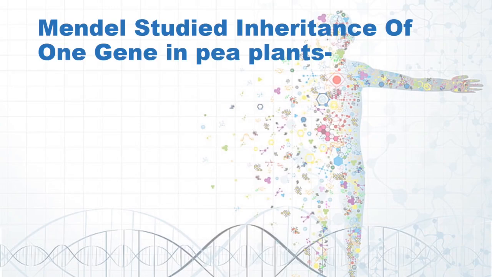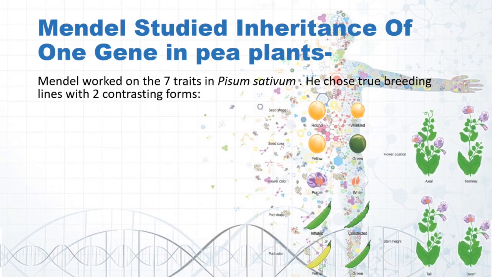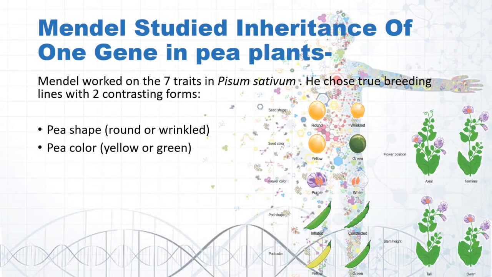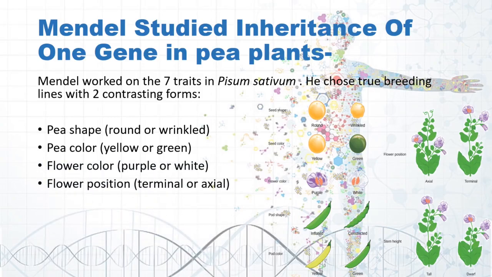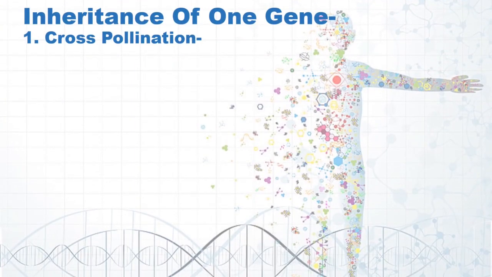Mendel studied inheritance of one gene in pea plants. Mendel worked on 7 traits in Pisum sativum. He chose true breeding lines with two contrasting forms. Pea shape was available in round and wrinkled form, pea color in yellow and green form, flower color as purple and white, flower position as terminal or axial, plant height as tall or short, pod shape as inflated or constricted, pod color as yellow or green. Out of these, we are going to take plant height as one of the characters, that is one gene.